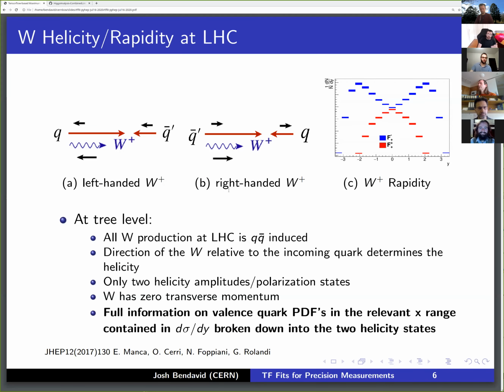The production of a W at the LHC is quite interesting. At tree level, you can think of it as all being q qbar induced. And in that case, the direction of the W relative to the incoming quark determines the helicity because of the pure left-handed coupling. And so in a sense, the full information on the valence quark PDFs, to some approximation in the relevant x range, is contained in the rapidity differential cross-section broken down into the left and right helicity states.